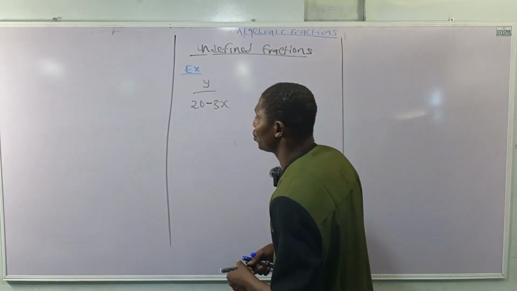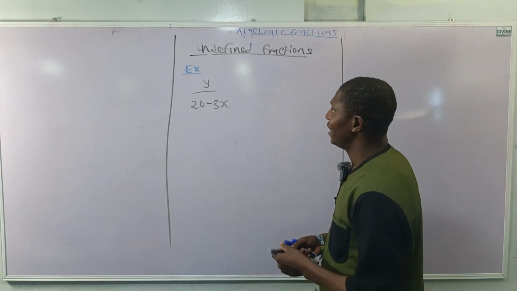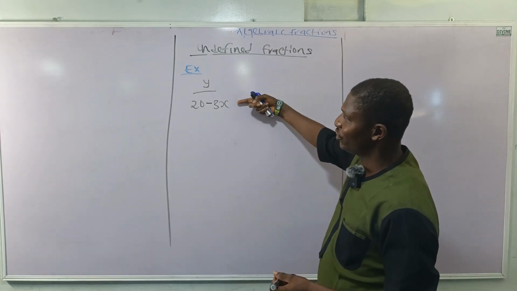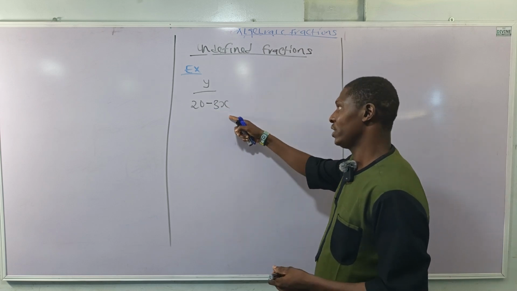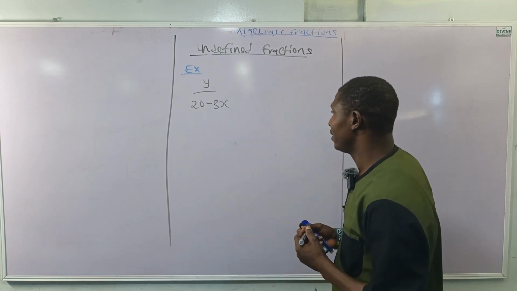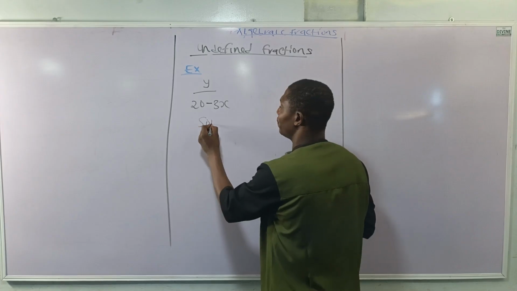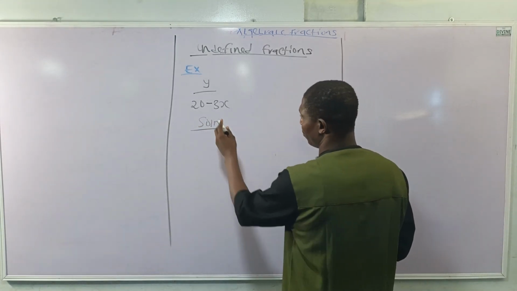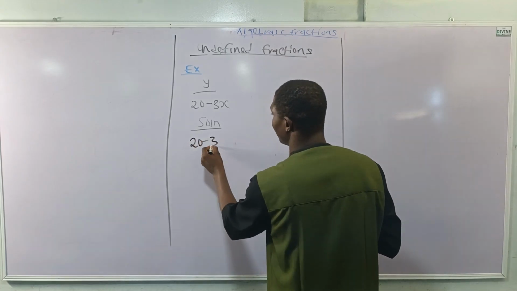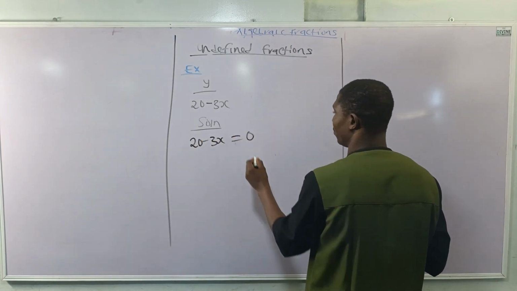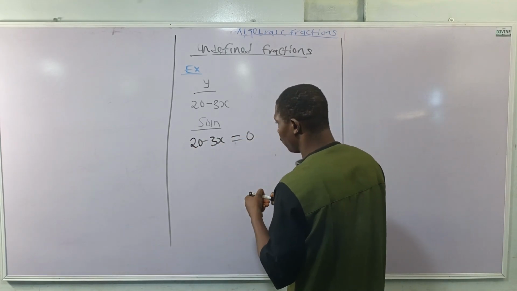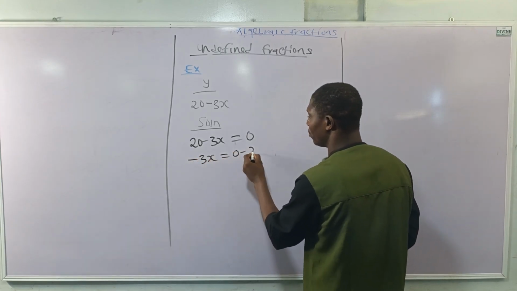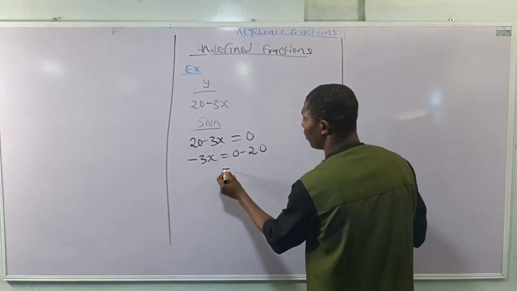We have y all over 20 minus 3x, and the question still remains: for what value of x is this expression y all over 20 minus 3x undefined? So what we have to do is simply to equate the denominator to 0, and the denominator here is 20 minus 3x, so we equate it to 0. And to get the value of x, we simply have negative 3x equal to 0 minus 20.